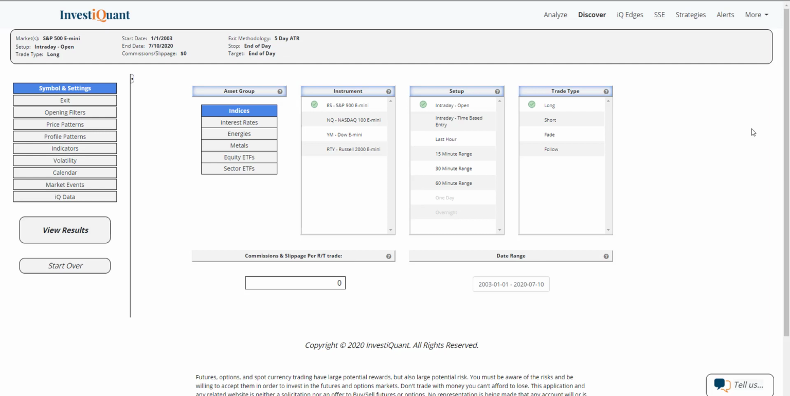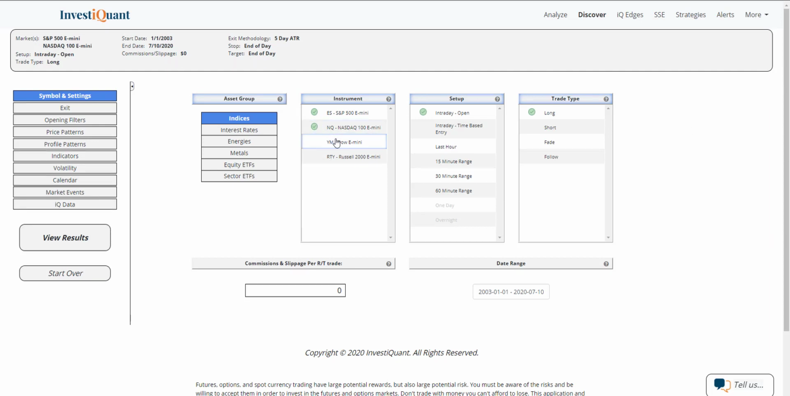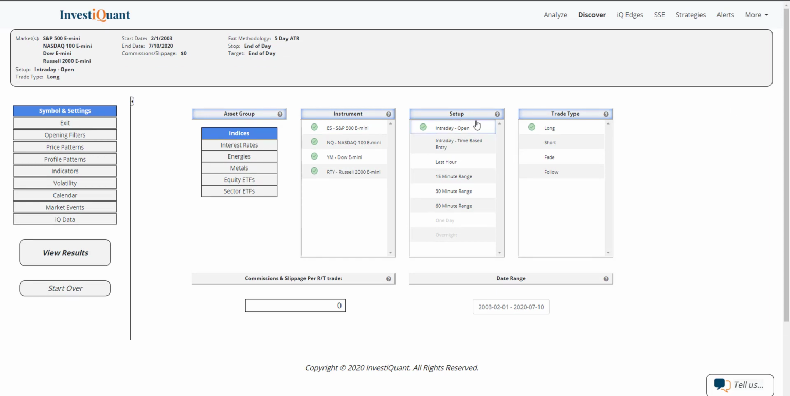And what I want to do today is just take a look at how that bearish outside day has performed historically the following session. So what I'm going to do is select all four instruments. We're going to use the setup of intraday open, which is going to be a long trade at 9:30 a.m. Eastern Time and exiting at the close, 4:15 p.m.